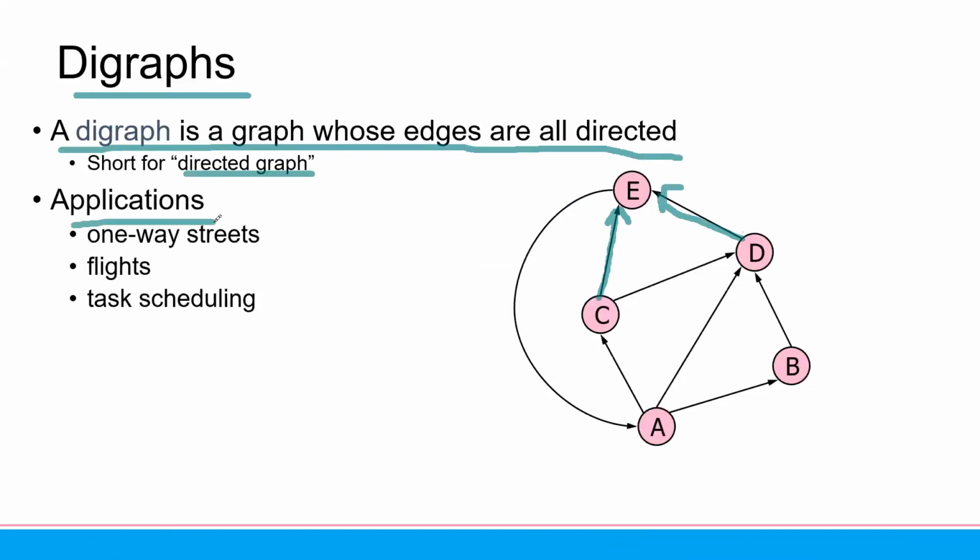So the application, for example, if you are driving, you know, a one-way street. And then we know flight is one way. And if you go back to the origin, it is two ways. But a flight will always have one direction first. Task scheduling. So in manufacturing or in the industry or in transportation, you will have one origin and one destination.